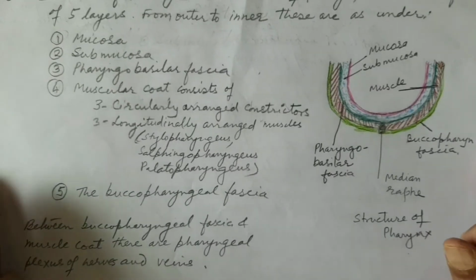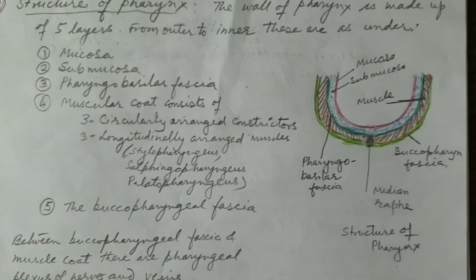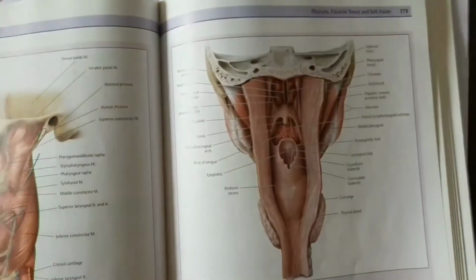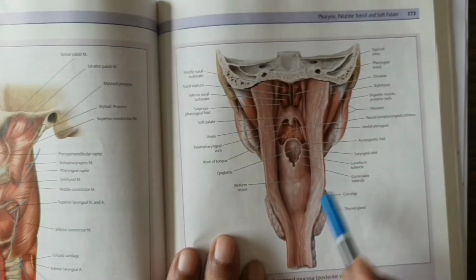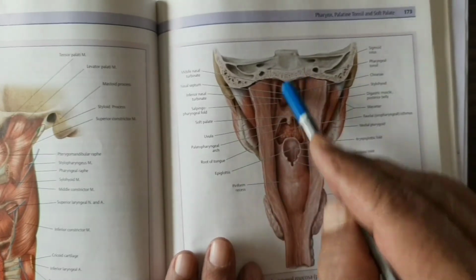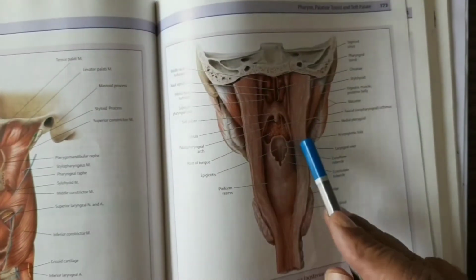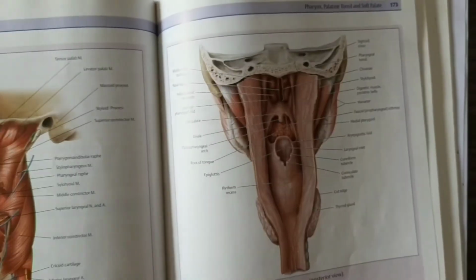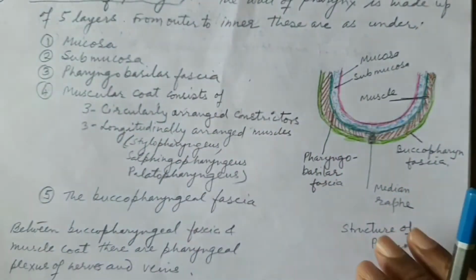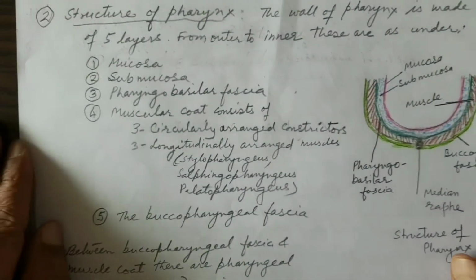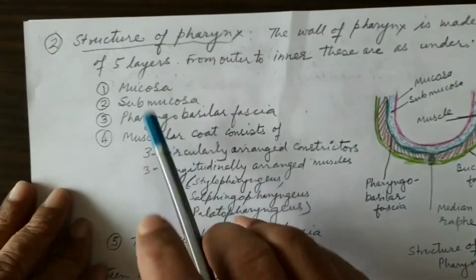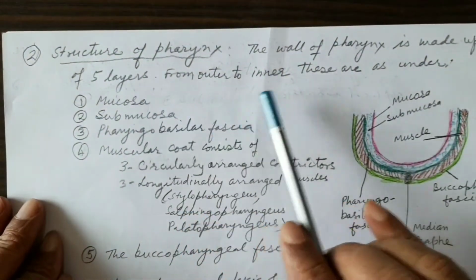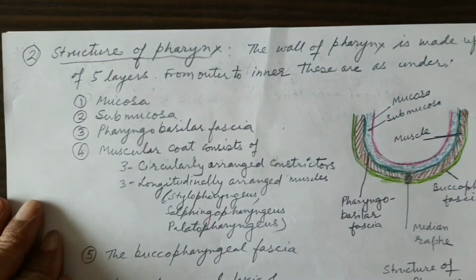The second point of our answer should be the structure of the pharynx. Now, if you cut a section of this pharynx, let me come back to the same diagram, and cut the wall of the pharynx which we have split from the midline in the posterior aspect, the wall will show many layers. The wall of the pharynx is made up of 5 layers.